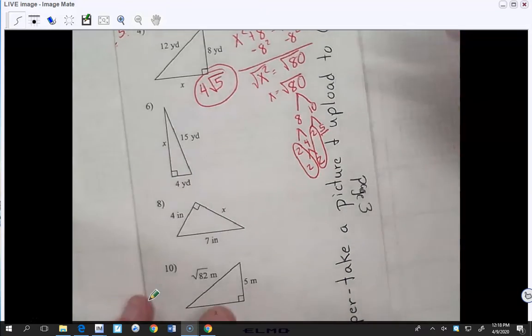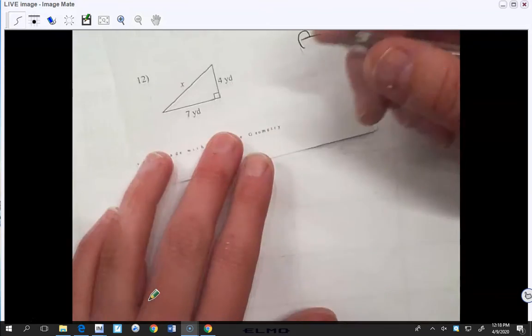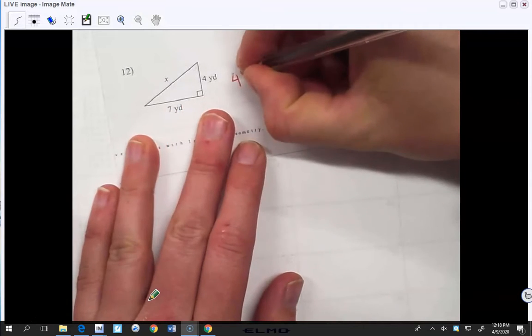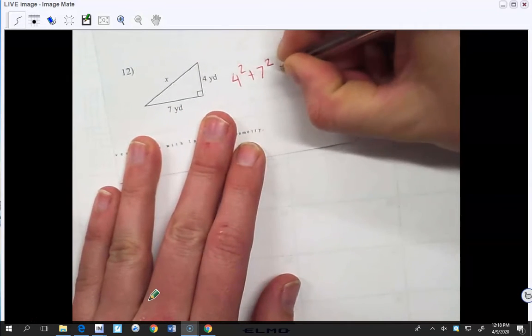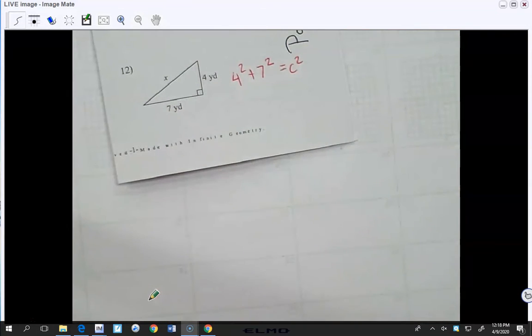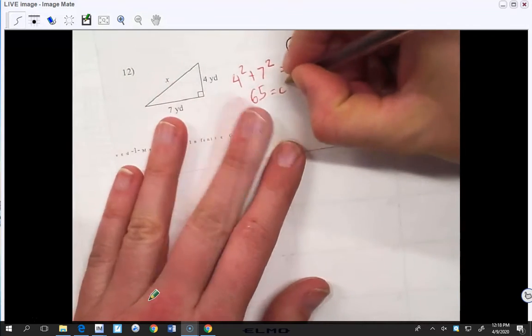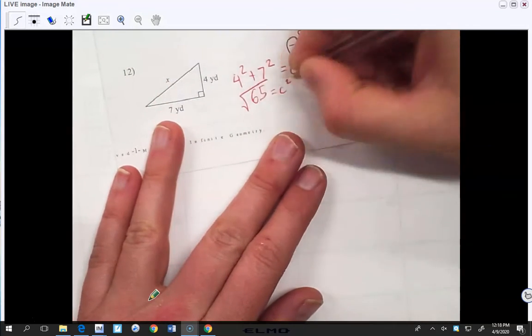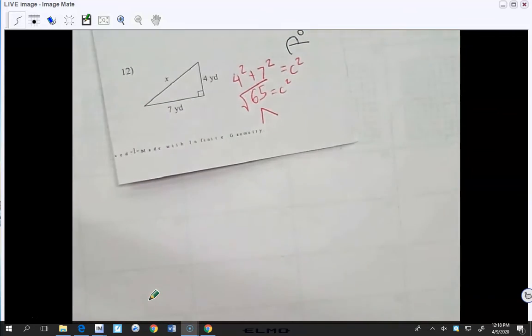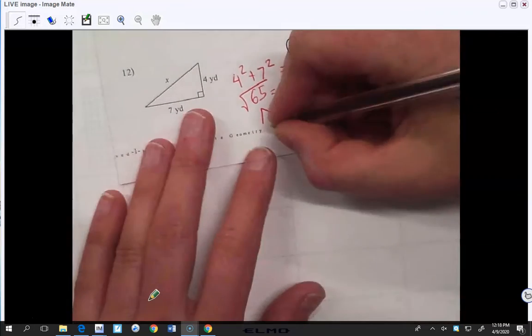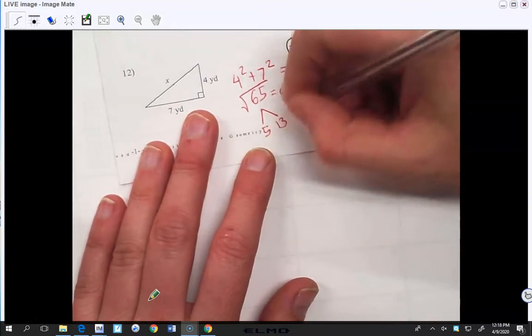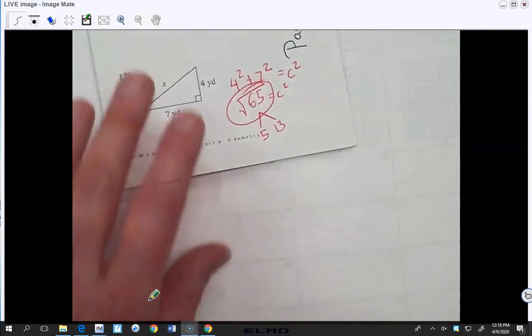Let's look at number 10. Actually, let's go to 12. We got 4 squared plus 7 squared equals c squared. So 4 squared plus 7 squared is 65, equals c squared. Square root of 65. What times what equals 65? It ends in a 5, so I have 5 and 13. They're both single, so they both stay in, and that's my final answer.